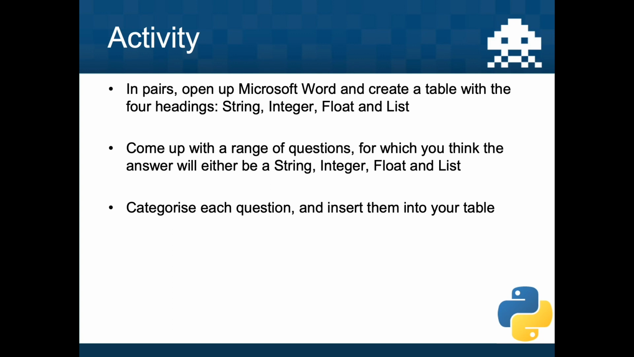So in the string box, you'd have 3 questions where the answer would always be a word. In the float box, you'd have 3 questions where the answer would always be a decimal number. Pause the video, the answers are coming up in just a second.